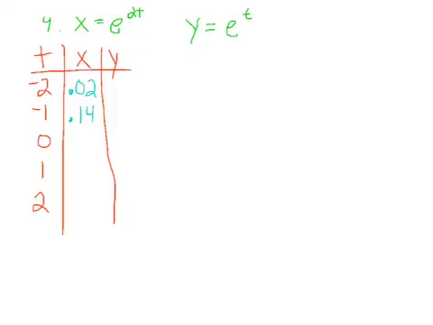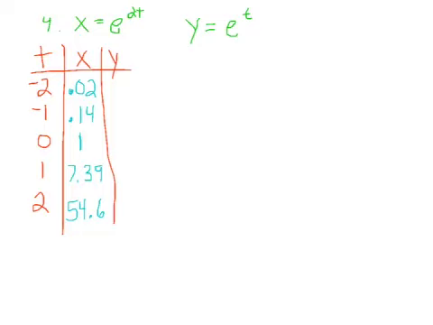E to the 0 power is just 1. E to the 2nd is 7.39, and e to the 4th is 54.6.